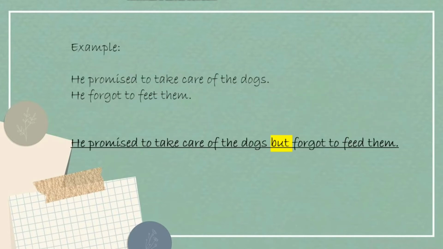For example, he promised to take care of the dogs, but he forgot to feed them. Okay, so the first one would be positive in a sense because he promised to take care of the dogs, but then he forgot to feed them. So it's contrasting ideas. Okay, so those are some examples of the coordinating conjunctions, and the rest will be explained by my teammates. Thank you so much.